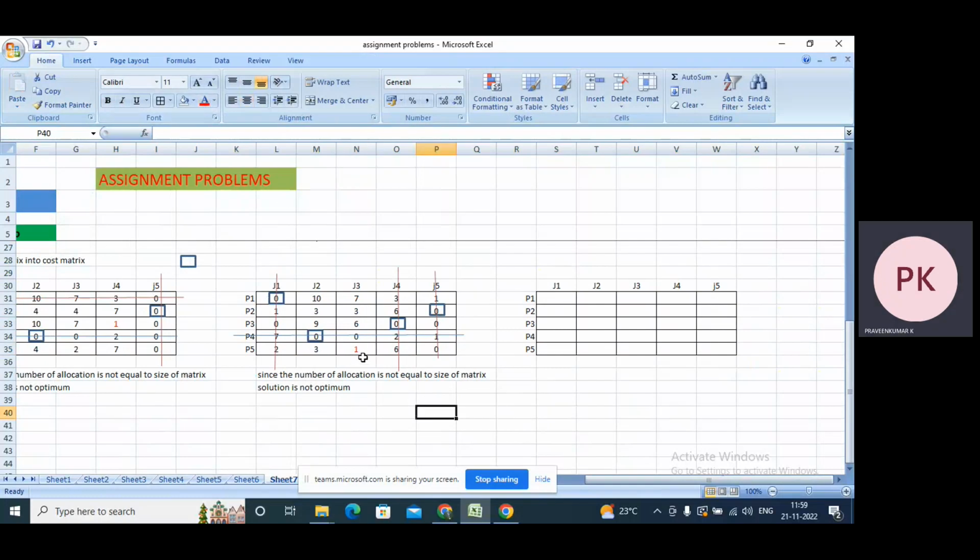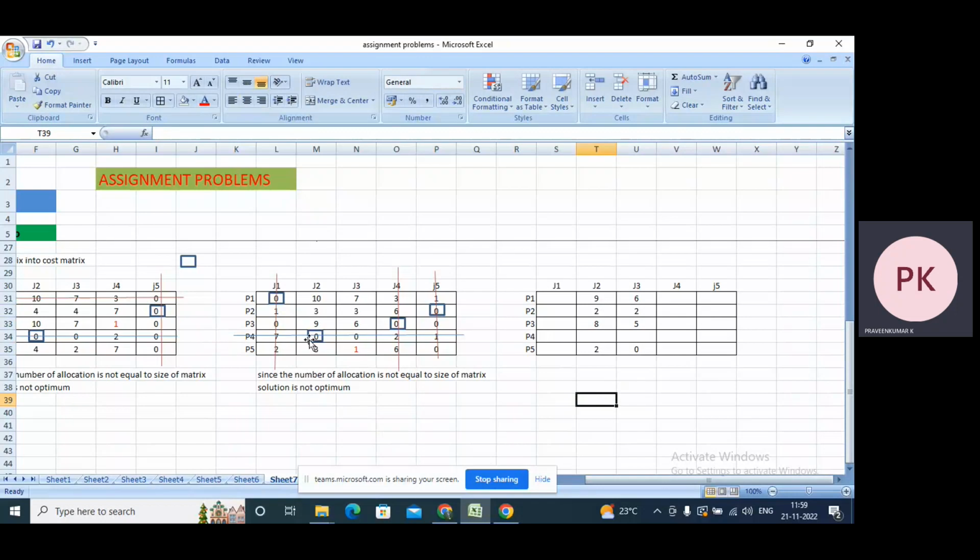I will subtract 1 from the other elements, only the uncancelled elements. Here 10 minus 1 is 9 and 3 minus 1 is 2. This is 9 minus 1 is 8 and 3 minus 1 is 2. Then go to this one. 7 minus 1 is 6. This is 2. This is 5. This becomes 0.